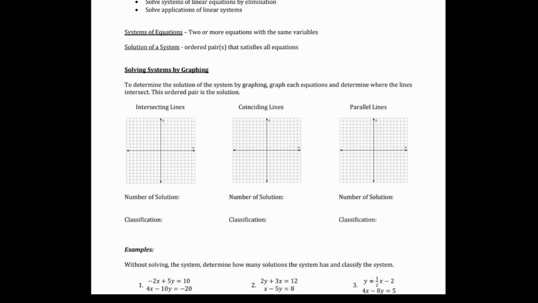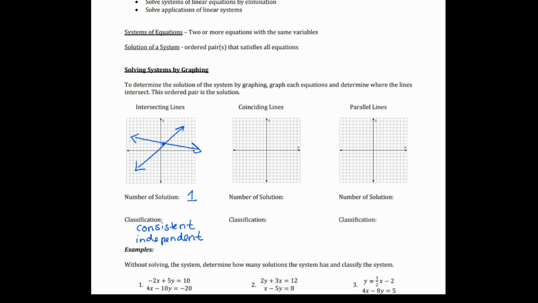The first scenario that we could have is intersecting lines. So for example, here's one line and here's another. Okay, their intersection point is the solution. So when we have intersecting lines, there is one solution. We call this a consistent, independent system. Okay?